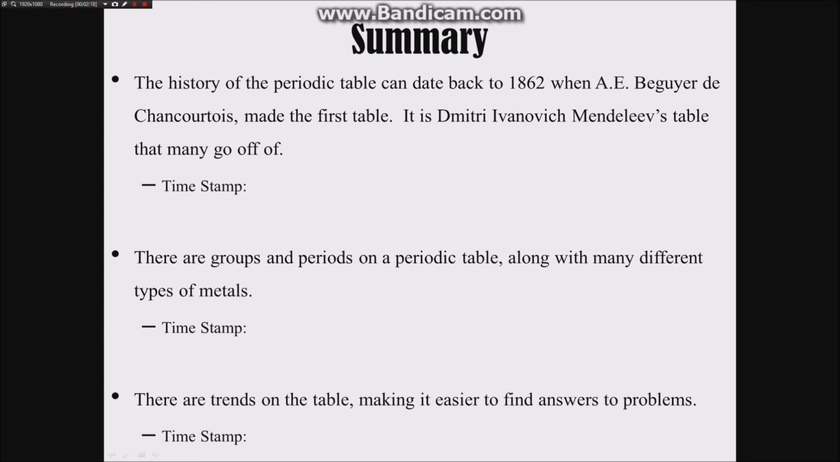Anyhow, guys, summary. We figured out the history of the periodic table can date back to 1862. We figured there are groups and periods on a periodic table, and there are many trends in the table.